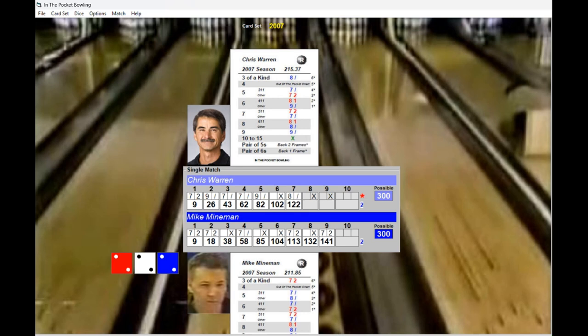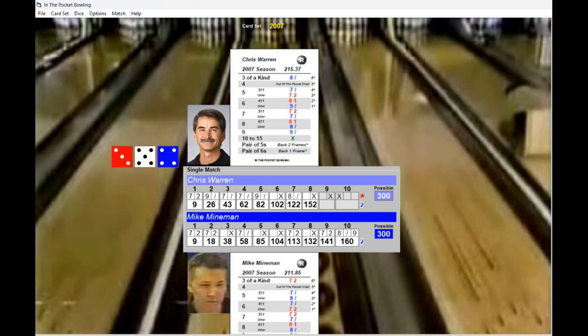So that means that he's at 141, and he throws first on the 10th. It is a 2-1-5. He scores 8 and then a spare, so he gets 1 ball. And it's a 9, so he scores 160. So Warren, I think, could do a simple shot.